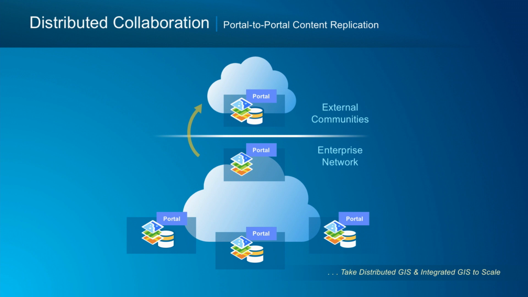So think about multiple departments each having their own portal. You can replicate items like web maps, web scenes, any layers, and all of that related content to others automatically. And you don't have to do all the administration because you can set everything up with rules. And this means that we can start to take distributed GIS and integrated GIS to scale.